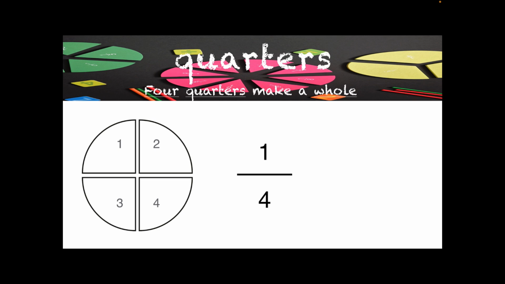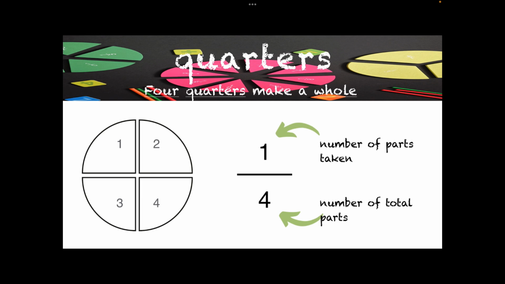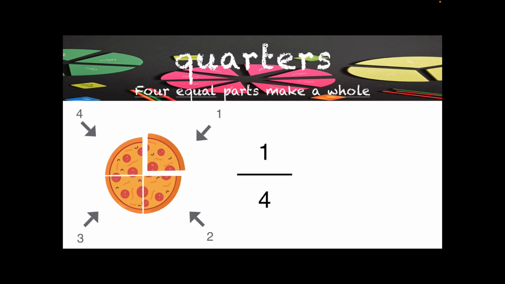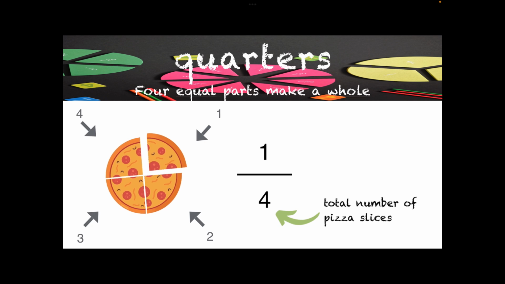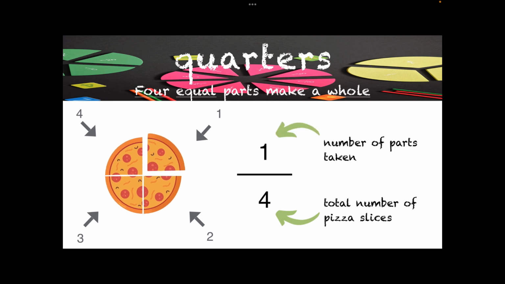Now, when a whole is split into 4 equal parts, each one of those parts is called a quarter. 4 quarters would make a whole. Remember, the denominator tells us the number of total parts, and the numerator tells us the number of parts taken. The denominator tells us the number of parts in which the pizza is split into, and the numerator tells us the number of parts taken from the pizza.